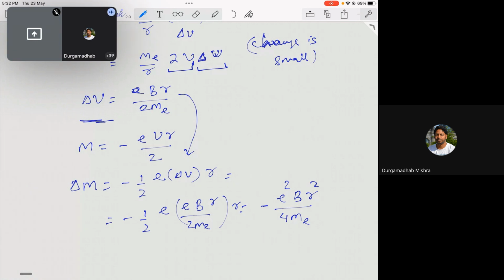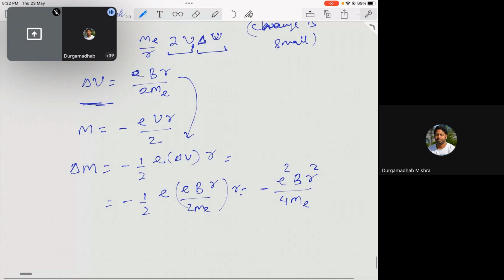This R square that we are writing, one can also write in terms of the average or the expectation value of this radius, which one can sometimes also express in terms of the Bohr radius.